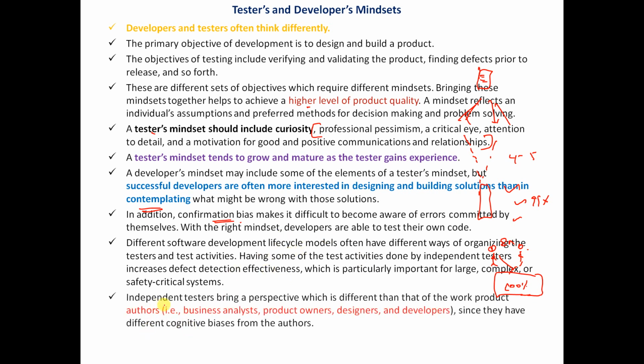All right, and the final one is independent testers. Independent testers means you are not dependent on the developers. There is no interaction, and no dependency with the code. Independent testers bring a perspective that is different from the work product authors, such as business analysts, product owners, designers, and developers, since they have different cognitive biases from the author. Independent testers are not part of these people, so they have a different mindset. They can break the code and find more defects. That's all about this mindset.